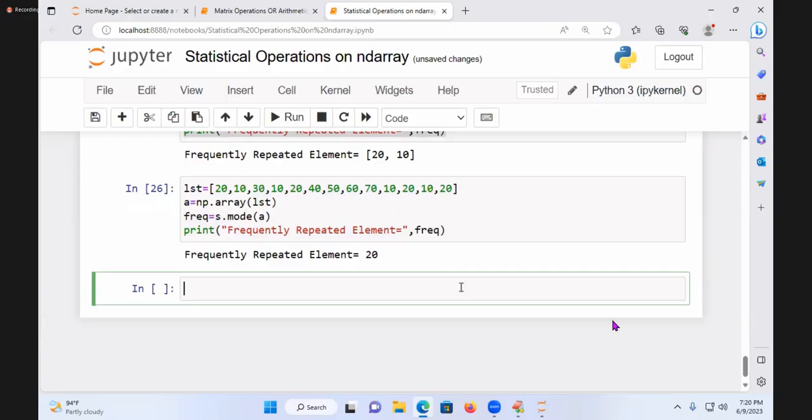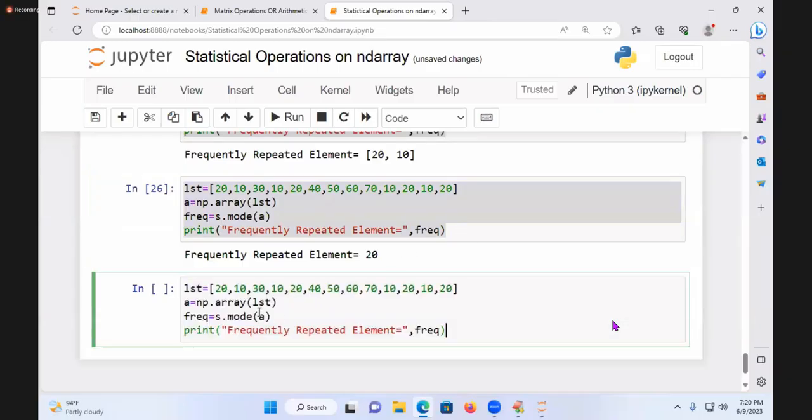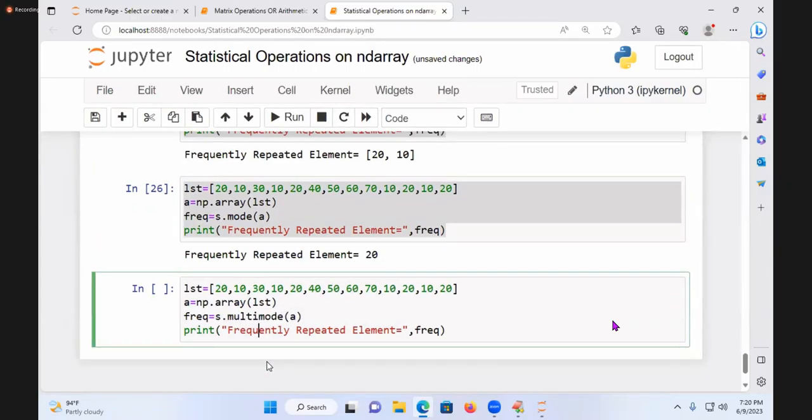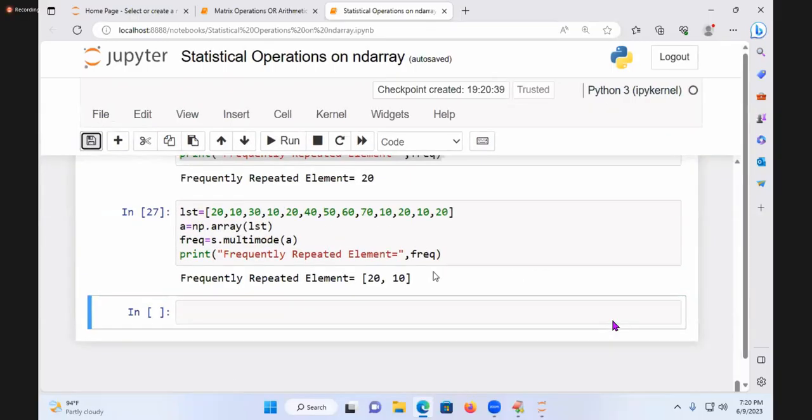That means the mode function can work on what also? ND array also. Getting? Right. 20. Why is 20 coming? First in order. I'll apply what here? Multi-mode I will apply. See students, multi-mode is 10, 20. This is about which operations?